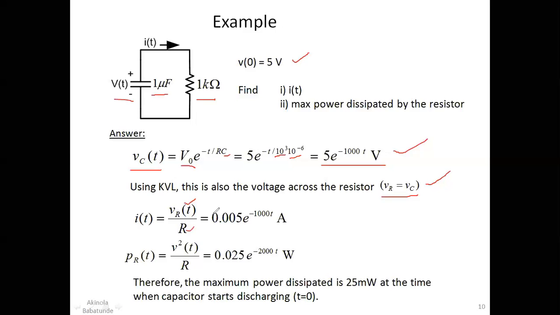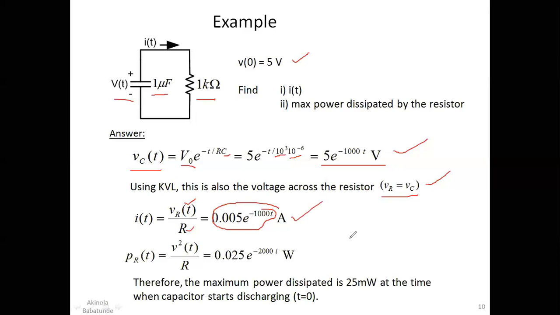If you simplify that, you will find out that our I of t will be equal to 0.005 exponential minus 1000 t amperes, because this is 5, this is 1000. 5 over 1000 will give us 0.005, exponential base, and then exponential minus 1000 t. So this becomes our current I of t that we are looking for.